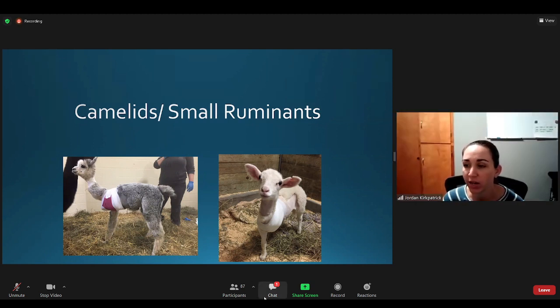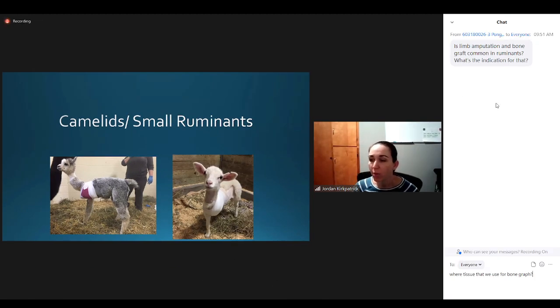So we are actually getting ready to talk about limb amputation. So I'll answer that question shortly. In bone graft, it just depends on the type of fracture. We tend to use them more in comminuted fractures. We can use the bone graft to kind of fill some of those spaces and also just try to help promote new bone formation to help fix the fracture. But limb amputation is coming up for the camelid small ruminant section. So we will talk about that in a few minutes.